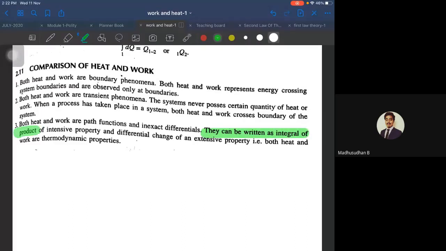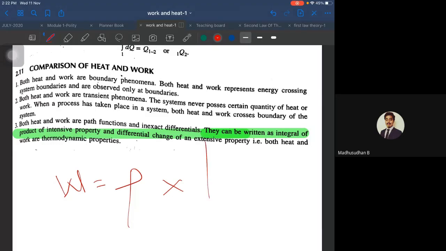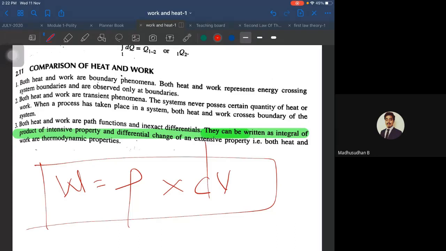See how beautiful this sentence is. They can be written as the product of, suppose the work is nothing but the product of an intensive property, intensive in the sense which is independent of the mass. I can take it as pressure, and the differential change of an extensive property, that is dV, where V, volume, is your extensive property. So all the PdV works which you have calculated will be of such forms, even the PdV displacement work also. Hope you remember this equation, right? Work done is nothing but integration of P dV.